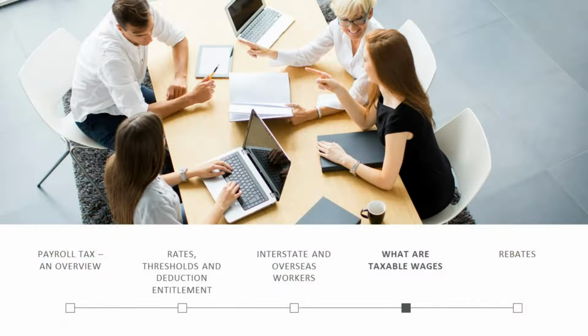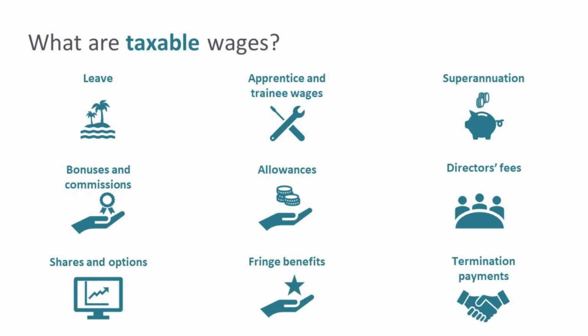Let's now look at what taxable wages are. Payroll tax is based on taxable wages. The term taxable wages is very broad and covers most payments made to employees. It includes salaries and wages. Employers must ensure that the gross figure is reported for the purposes of payroll tax and also need to include leave, apprentice and trainee wages, superannuation, bonuses and commissions, allowances, directors' fees, shares and options, fringe benefits, and termination payments.